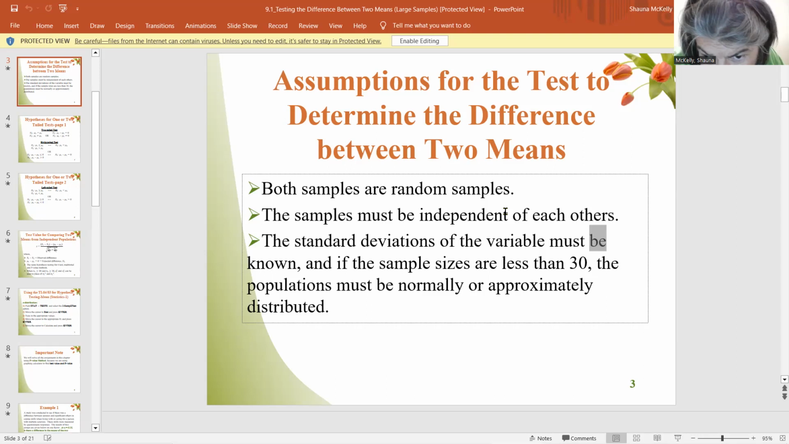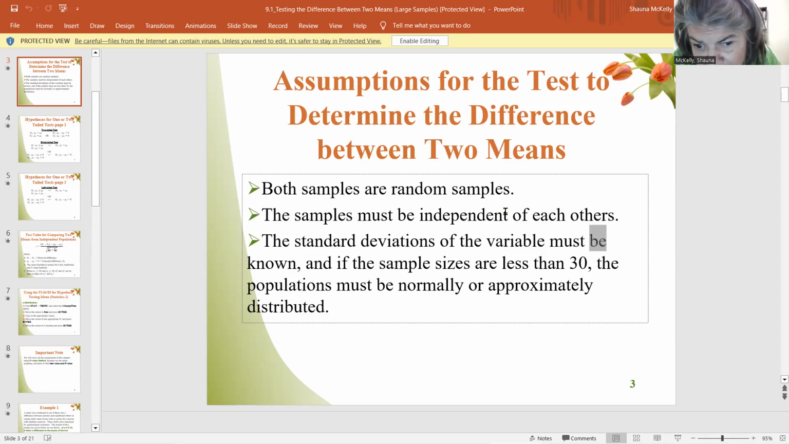Both samples are random samples. The samples must be independent of each other. In other words, there's nothing about them that's related. It's not the same people at different times. It's not overlapping in any way. And the probability of being in one sample doesn't influence the probability of being in the other. They're independent of each other.